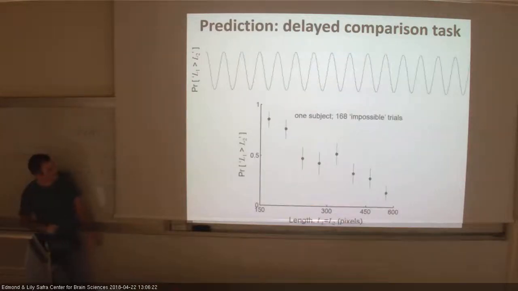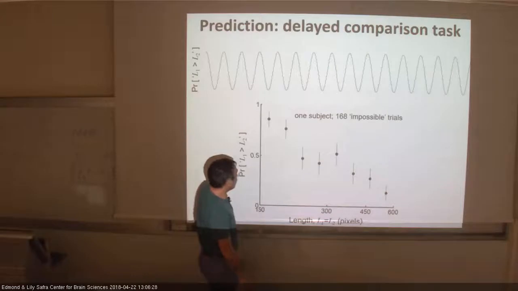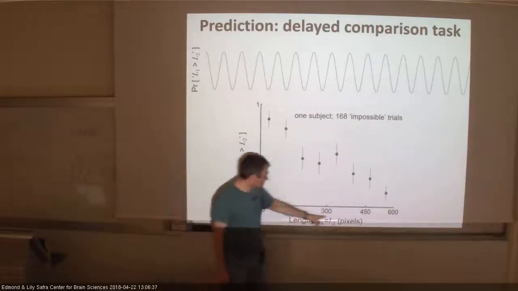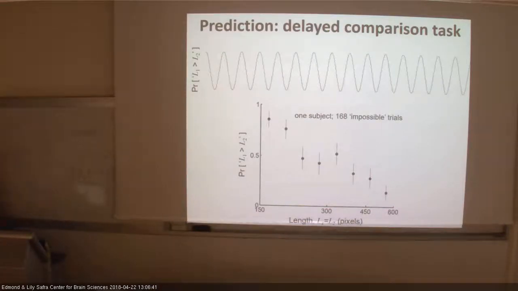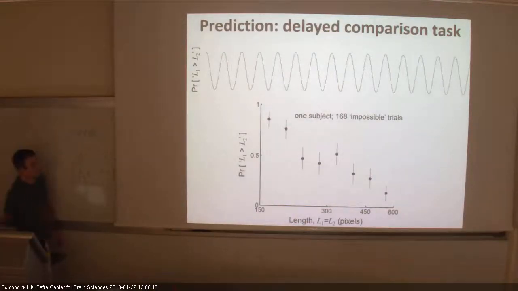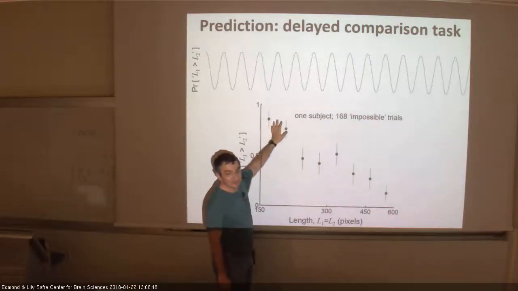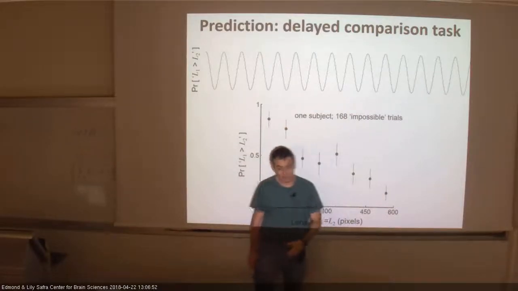So these are the results. This is one subject, and what you see here is the probability that the subject will answer that the first one was longer than the second one as a function of the length of both of them. So when both lengths are short, subjects tend to overestimate the first one, and when they are long, they tend to underestimate them.